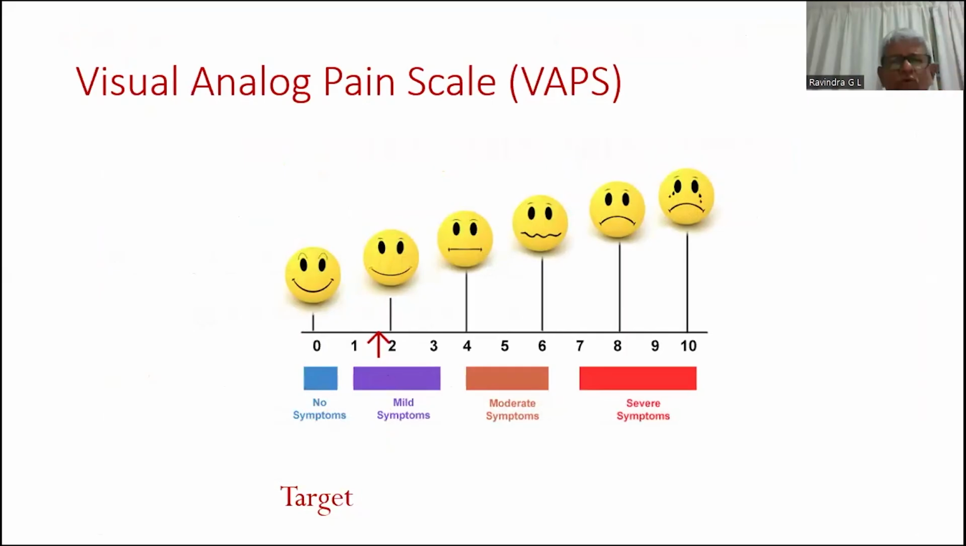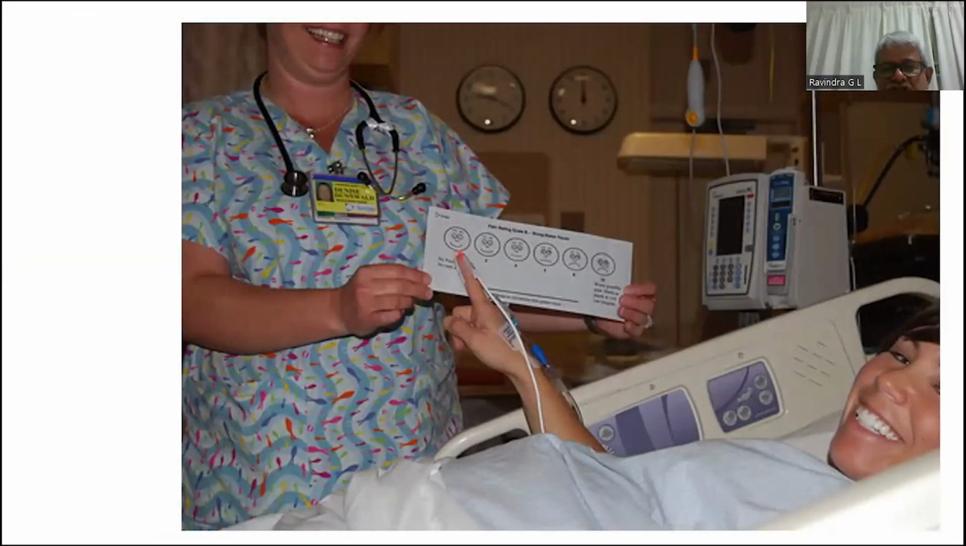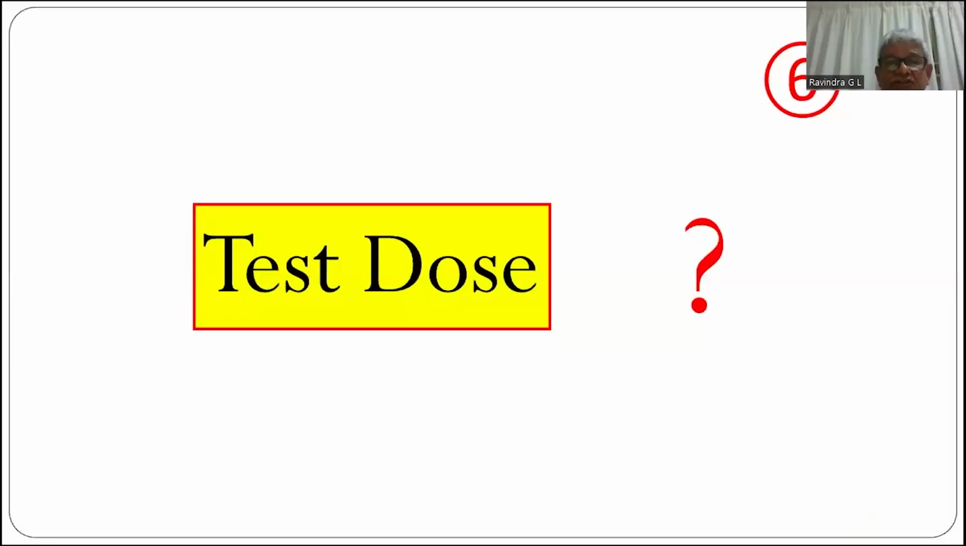If it is less than 2, we usually accept it. And the patient who is like this should start smiling, should start pointing towards the visual analog pain score towards 0. And this is what we actually anticipate it to be. We expect it to be.